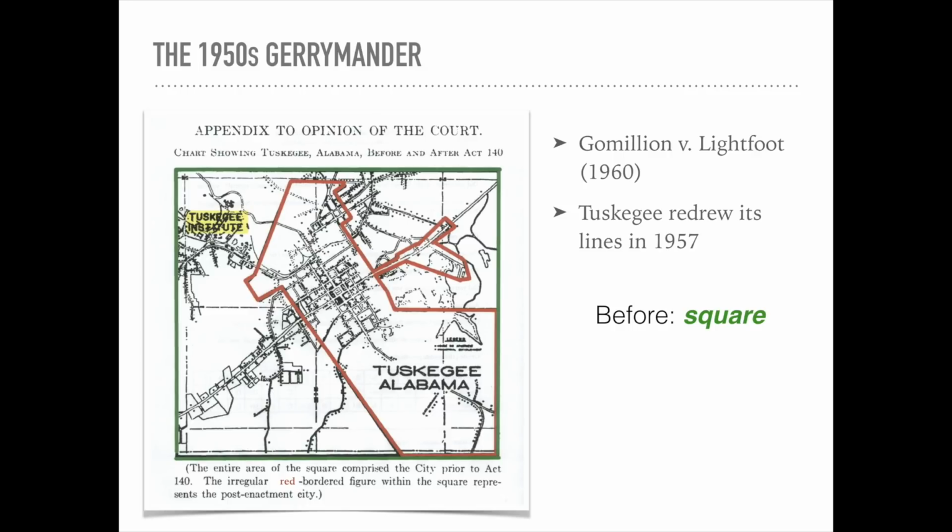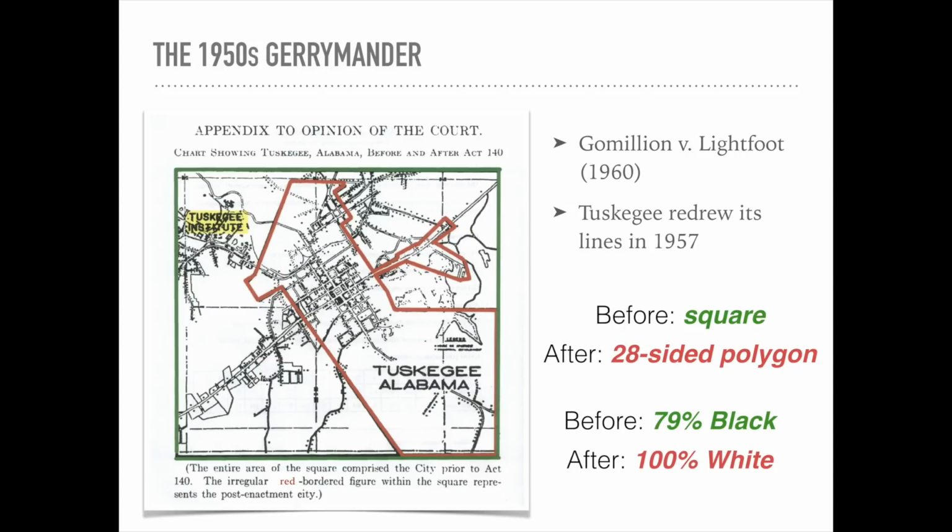So before the redrawing, Tuskegee was larger. It voluntarily shrank itself. It used to be the green square that you see here, and then redrew itself to be this 28-sided, eccentric-looking polygon. Why? You won't be surprised to hear. Before the redrawing, Tuskegee was nearly 80% black, and then it became actually 100% white after the redrawing.